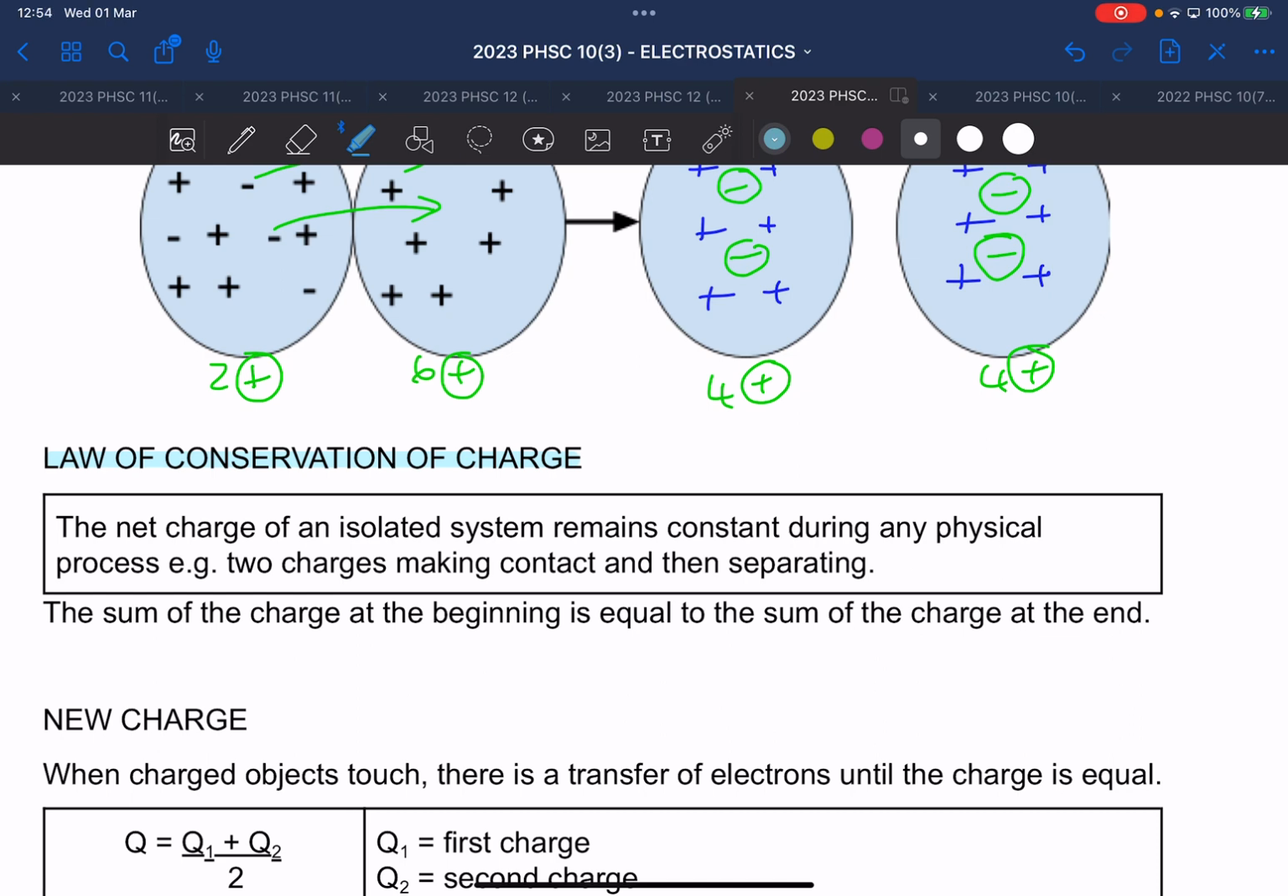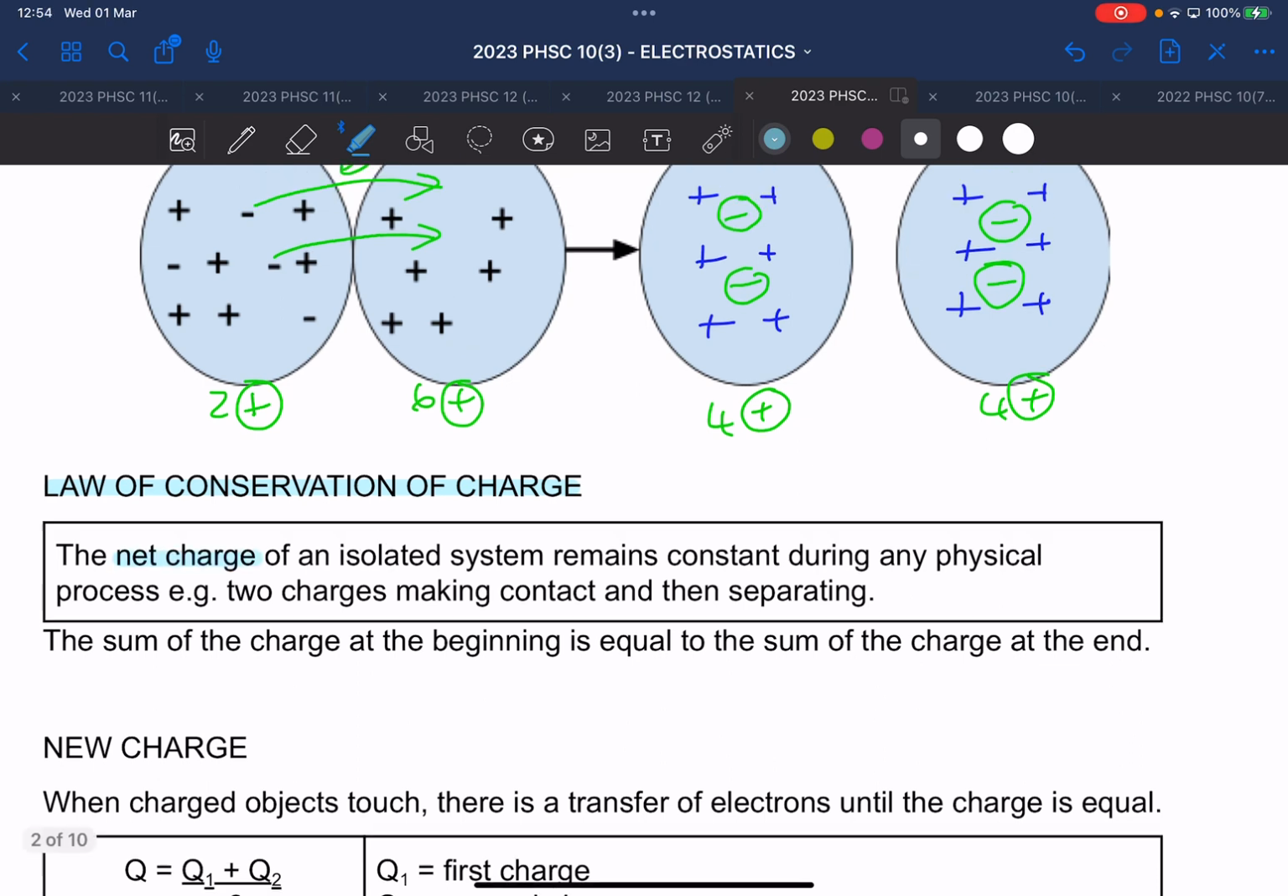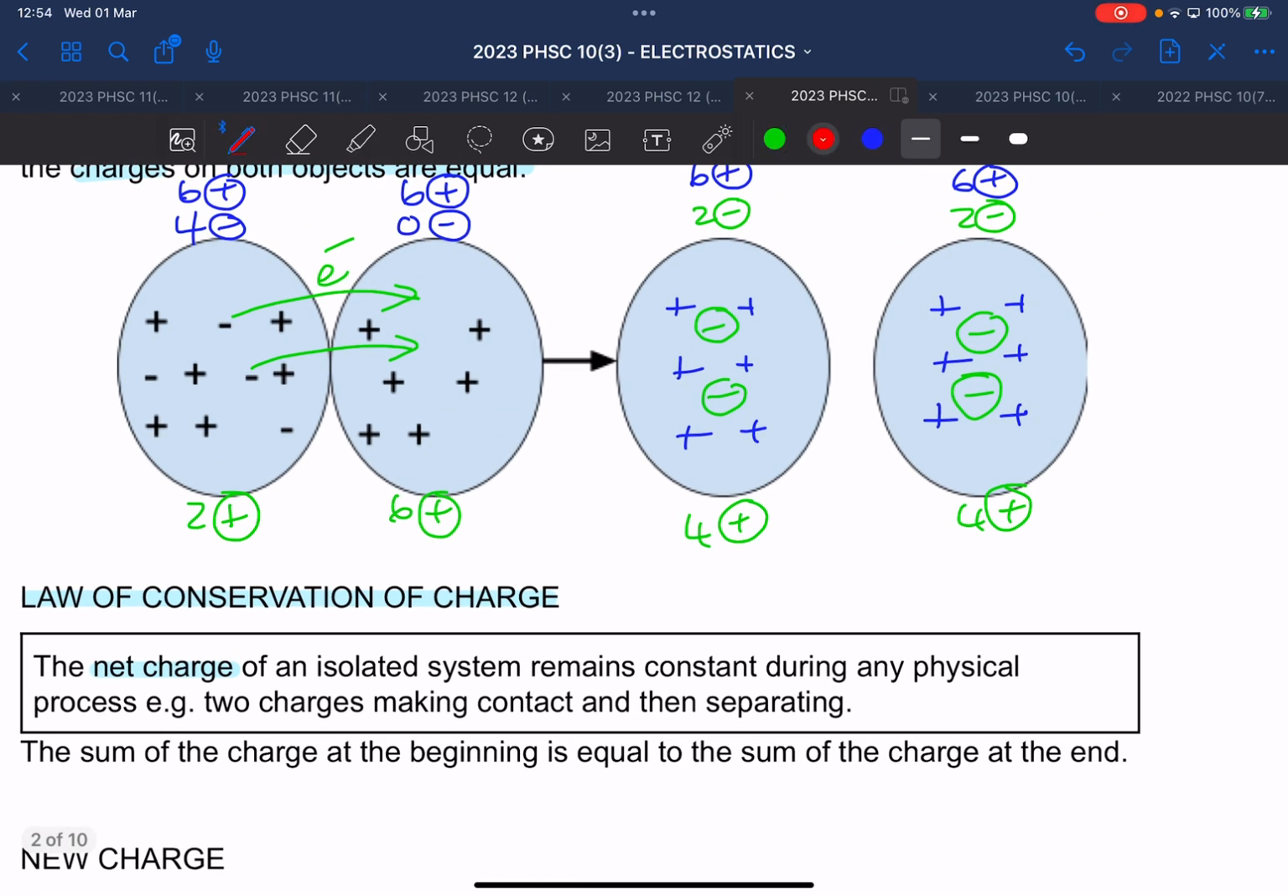Let's read it. It says the net charge, and that net word is something that I used here. I asked, what is the net charge? That was the net charge. When you add and subtract, what is left over? The net charge of an isolated system.